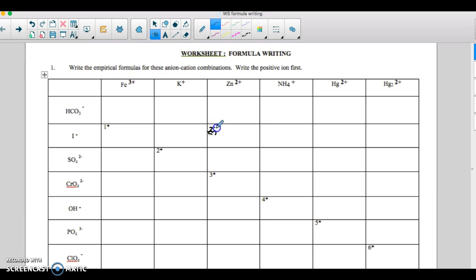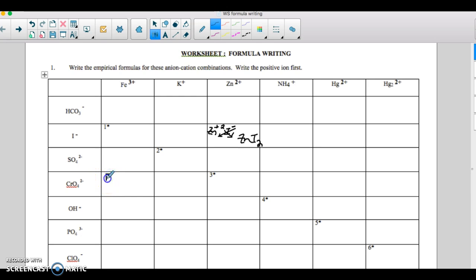The zinc is +2, iodine is -1. So I'm going to need 2 iodines for every 1 zinc to make this neutral. You can also crisscross the superscript down as a subscript. So this would be ZnI2. Let's try this one here.